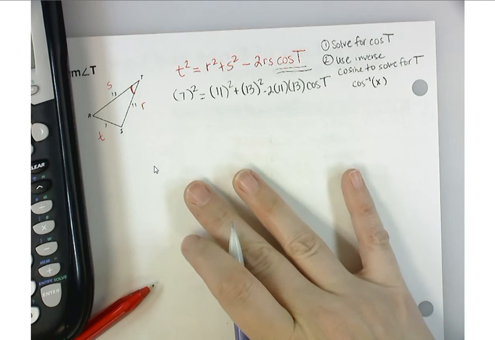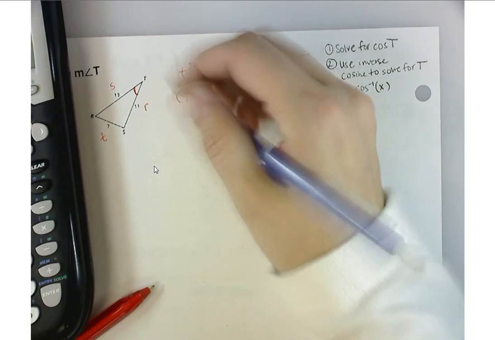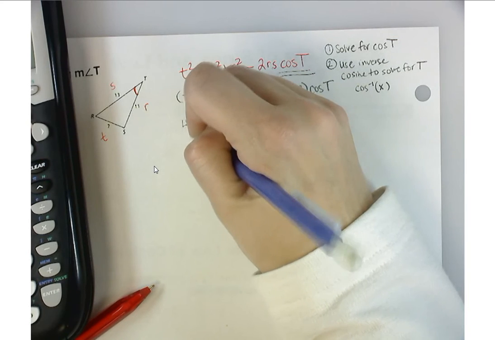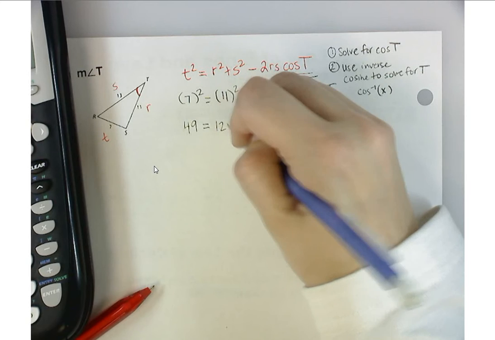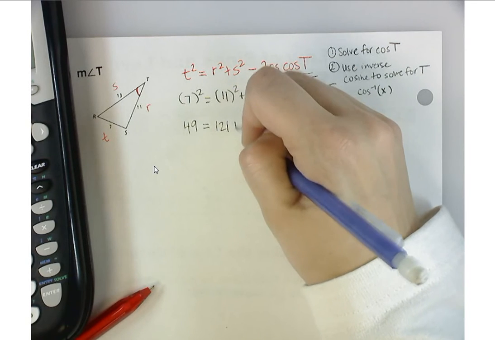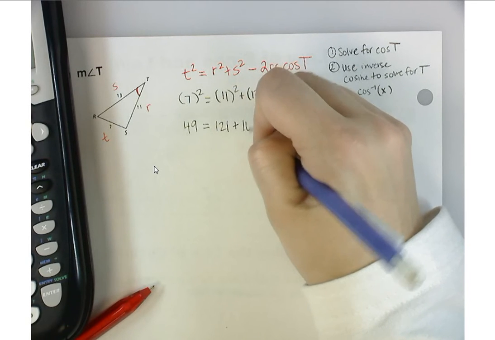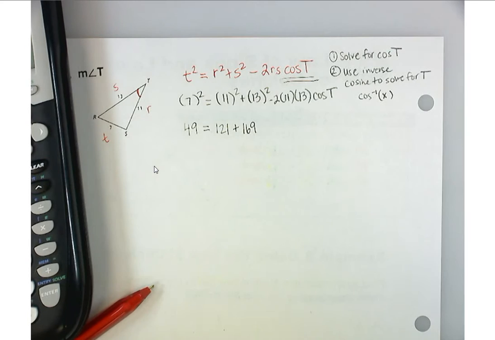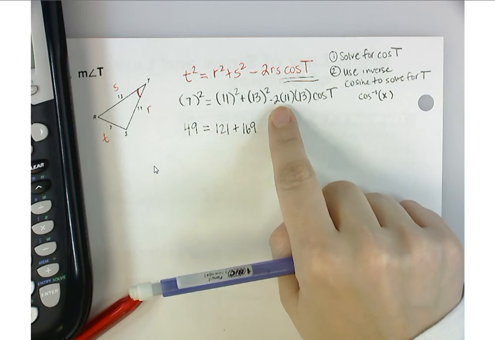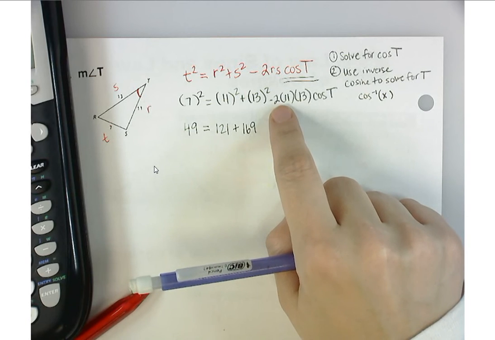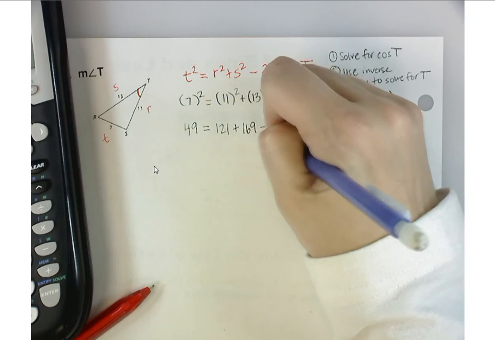So this is where the step-by-step comes in handy. 7 squared is 49, 11 squared is 121. Did you guys know what 13 squared is? Yeah, good, 169. Okay, then we're going to do 2 times 11 times 13. So 2 times 11 is 22. Let's calculate 22 times 13. What'd you guys get? 286. So it'll be 286 cosine of t.